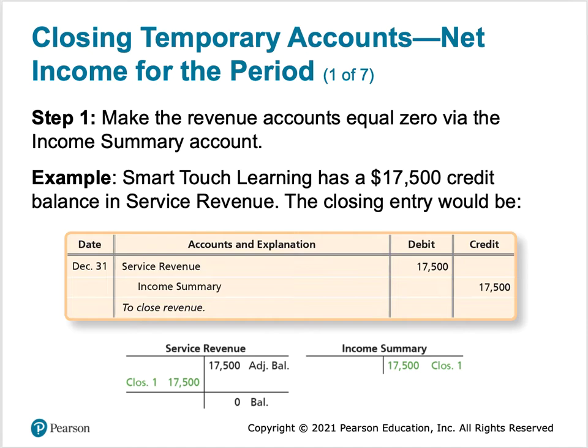So now we walk through that process and see what the journals look like. It's saying we start with closing out our revenue accounts, and we do that by debiting revenues and crediting income summary. You can see here on the T accounts that now our service revenue has a 0 balance and our income summary has a credit balance of $17,500.